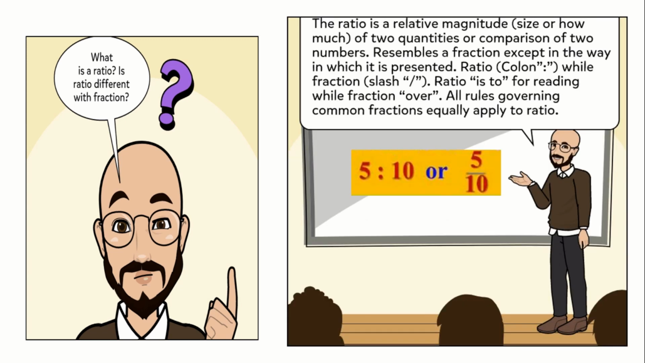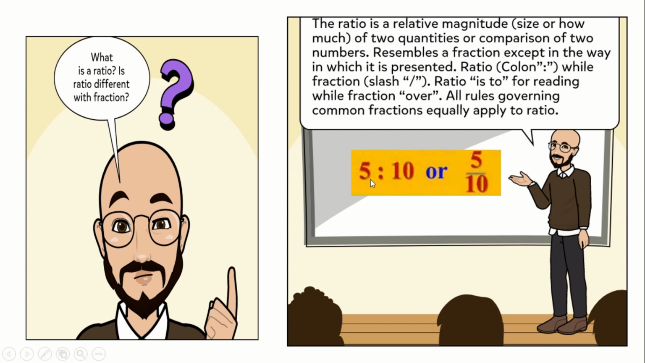A ratio is actually a relative magnitude between the size or how much of two quantities, or a comparison of two numbers. So it resembles a fraction except in the way in which it is presented. A ratio is separated by a colon, while a fraction is separated by a slash. A ratio is read as "is to," while a fraction is read as "over." All rules governing common fractions equally apply to ratios.